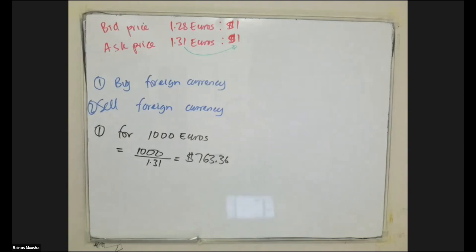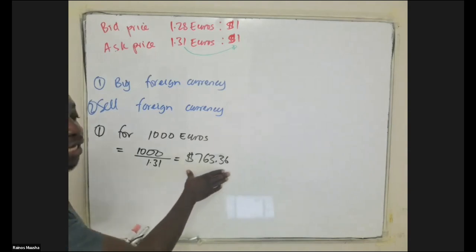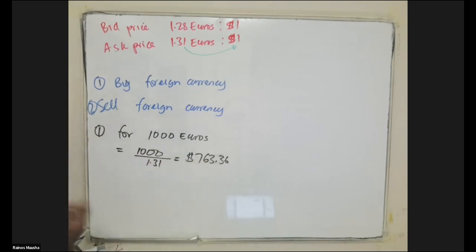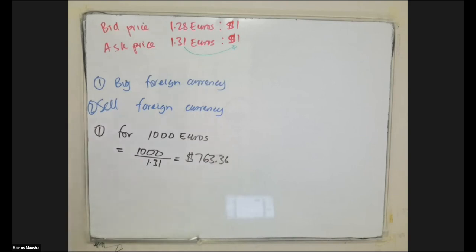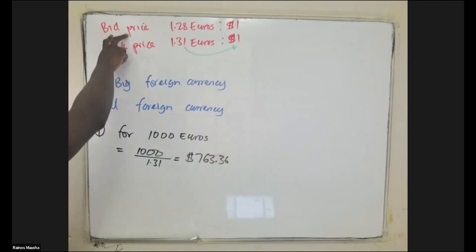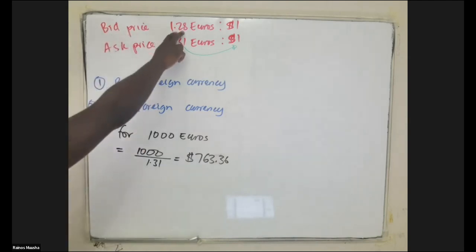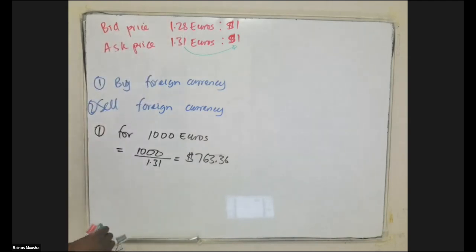Then immediately after that, you are now sitting with foreign currency, isn't it? But then you change your mind and say, you know what? I no longer want the foreign currency because I'm no longer going for the trip. So what are you going to do? You are now going to sell the foreign currency back to the same bank, right? Immediately after that. But because the bank is the one buying the foreign currency, they'll buy it at the bid price. And the bid price is 1.28 euros equals $1 US.